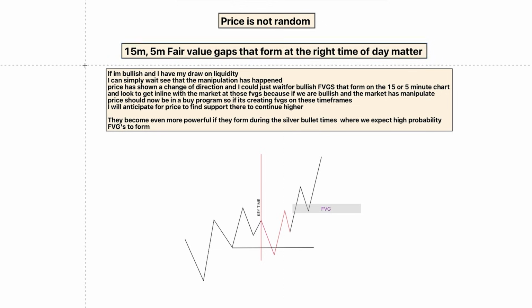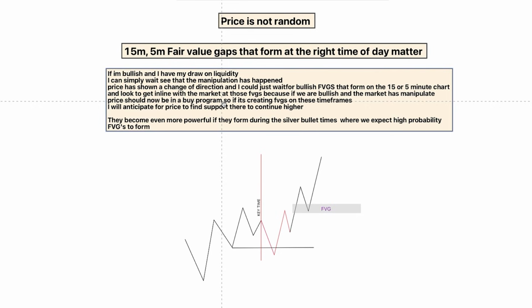Say I'm bullish, and I have my high time frame draw on liquidity. All I'd need to do, at the right time of day, is simply wait and see that the manipulation has happened. Price has shown a change of direction, which is the confirmation. And all I need to do is wait for the bullish fair value gaps to form on the 15 or 5-minute chart, and simply get in line with the market at those fair value gaps. Because if we're bullish, this is the logic.